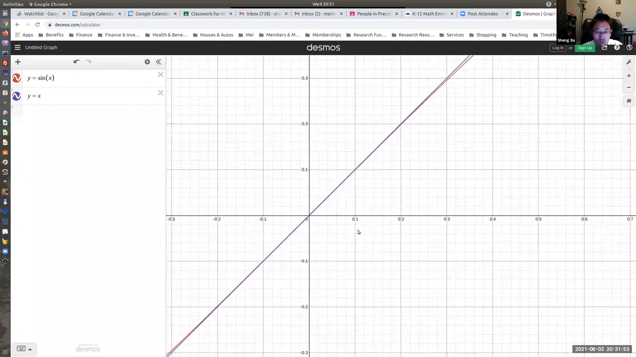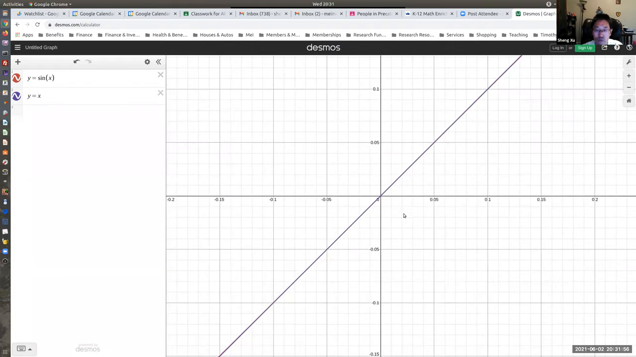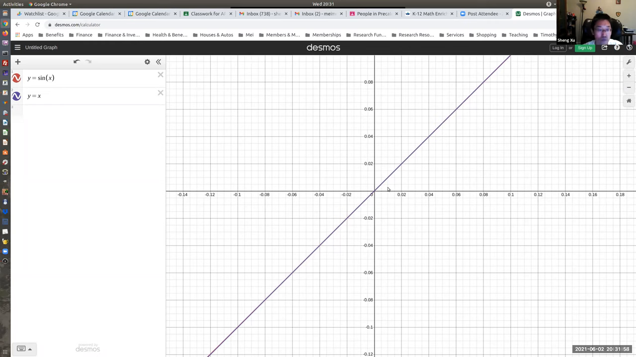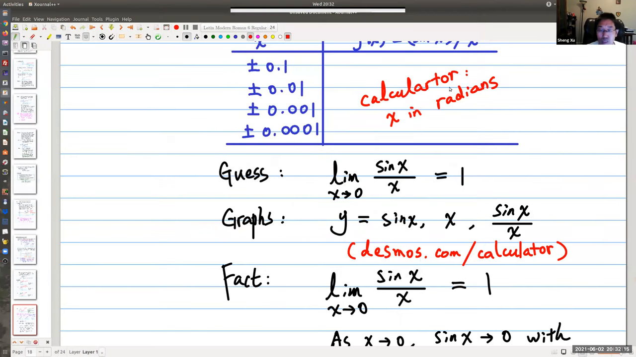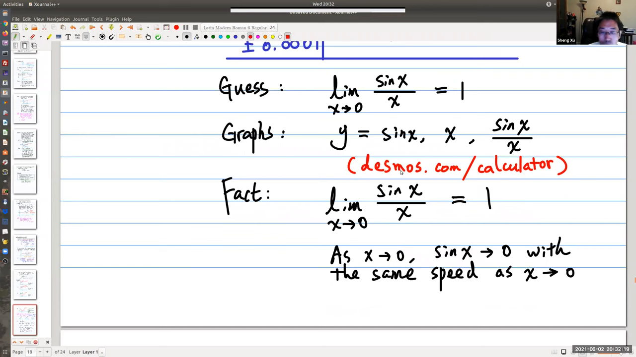If you zoom, zoom, zoom, when you zoom enough, you cannot see the difference between these two functions near zero. Actually, in physics, some people use x to approximate sine x when x is small. Of course, we don't have any techniques to find this limit, but based on those graphs and the calculations, we are convinced the limit of sine x over x is equal to one.